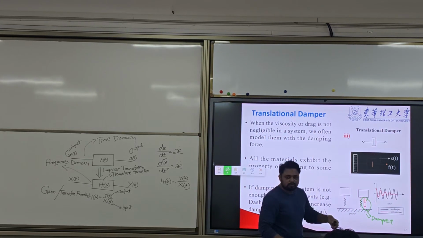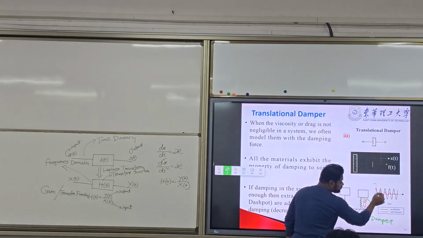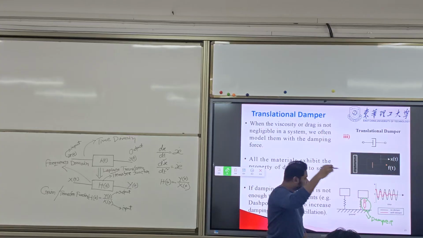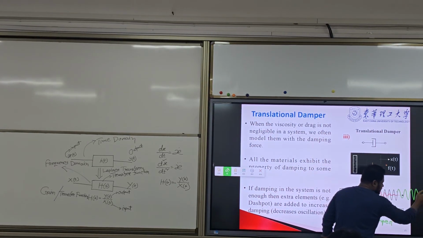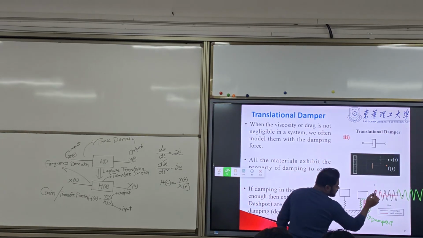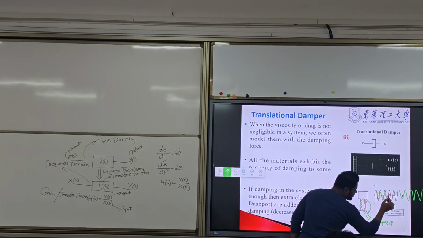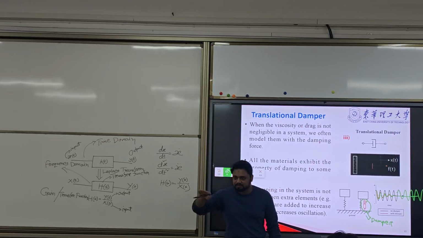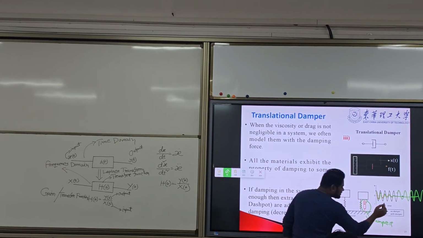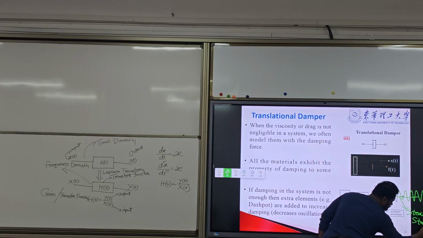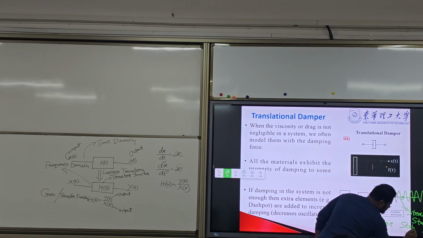So in the first one, what is the oscillation? Look at this. It oscillates constantly, and it will go on like this. But when we use the damper, look at this. Its oscillation is decreasing, and it is going to be stable. This is called steady state in a control system. Steady state or stable state.